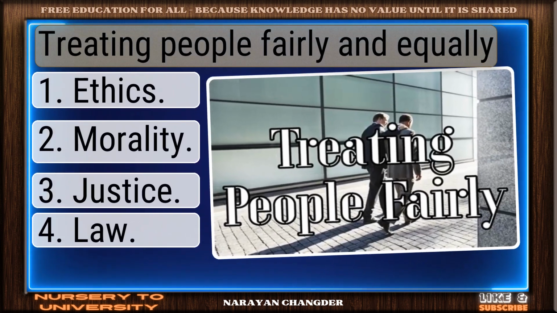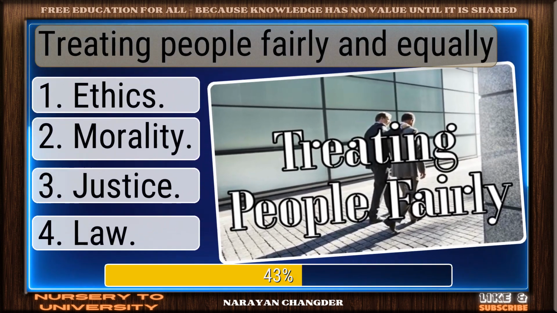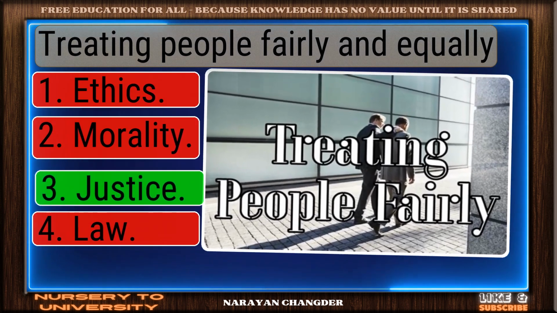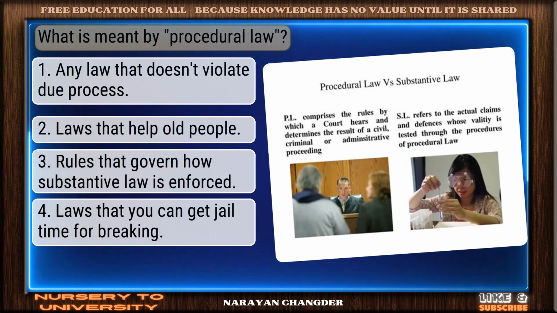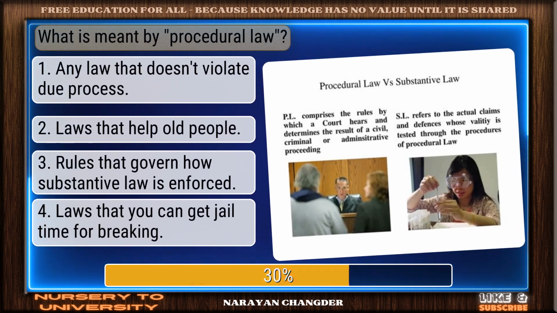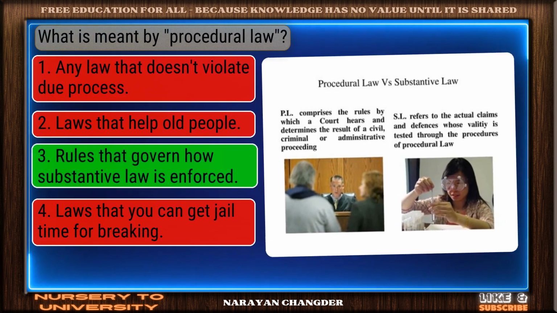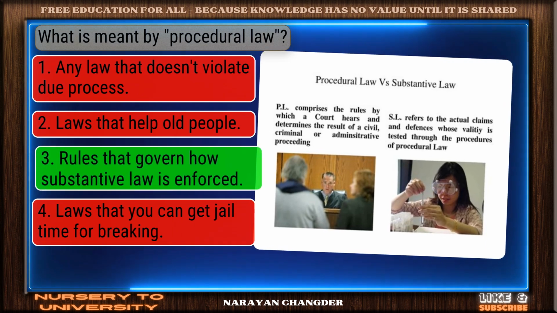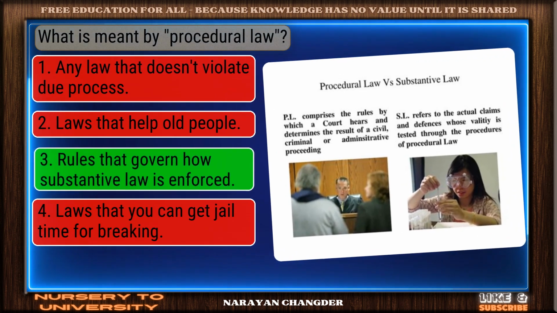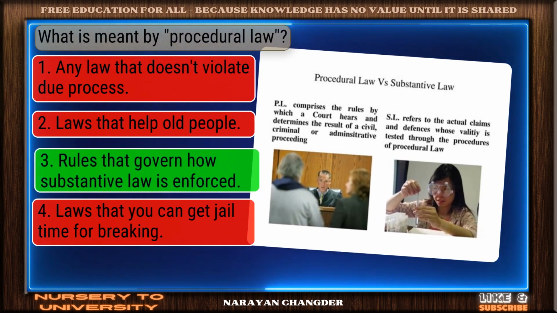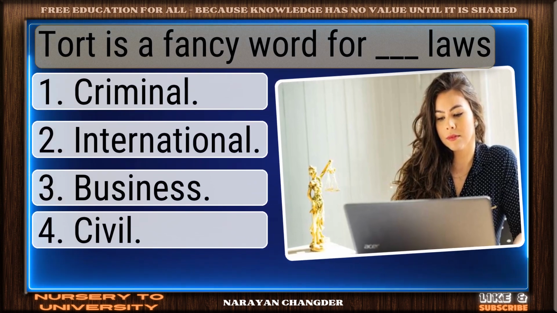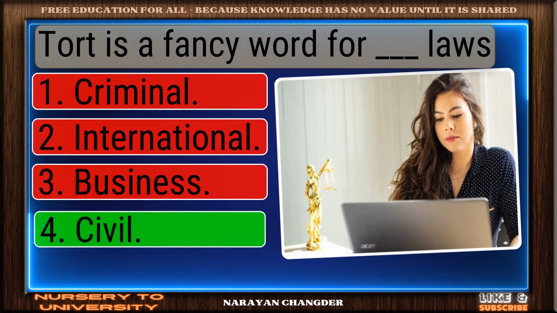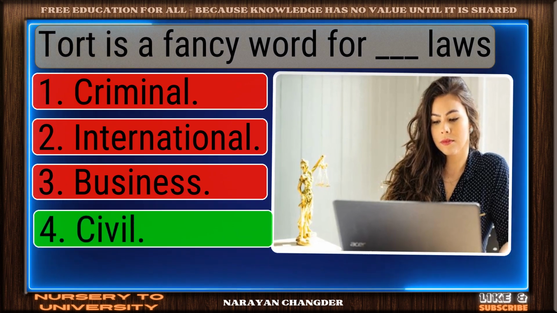Treating people fairly and equally. Correct. Justice is the right answer. What is meant by procedural law? On track. Rules that govern how substantive law is enforced is the correct answer. Tort is a fancy word for dash laws. Smart pick. Civil is the correct choice.